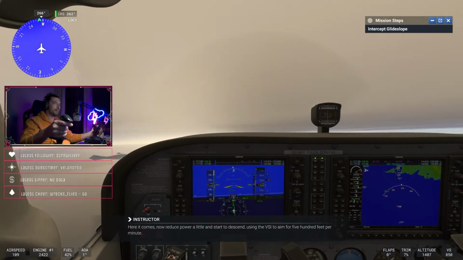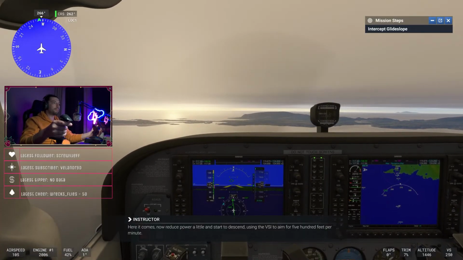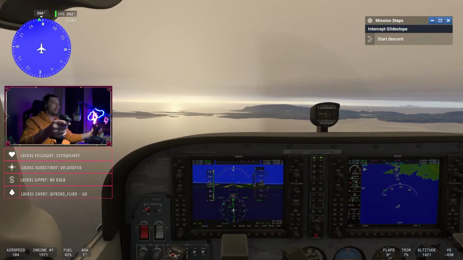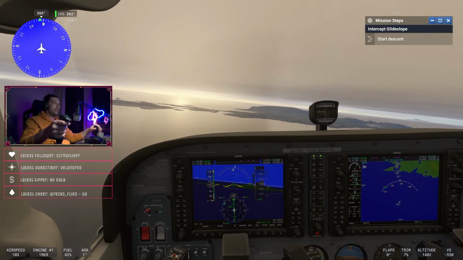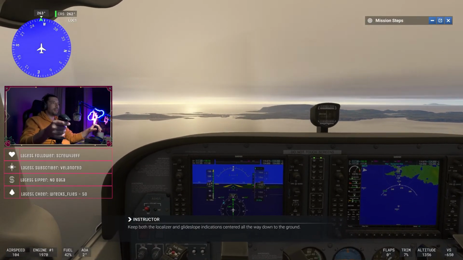Here it comes. Now reduce power a little and start to descend, using the VSI to aim for 500 feet per minute. Alright, 500 feet per minute. Start descending. Keep both the localizer and glide slope indications centered all the way down to the ground.